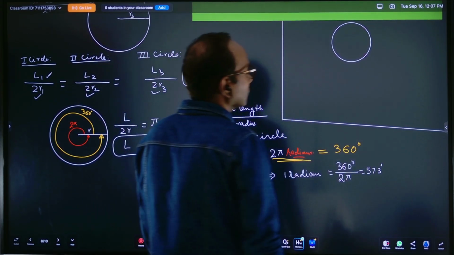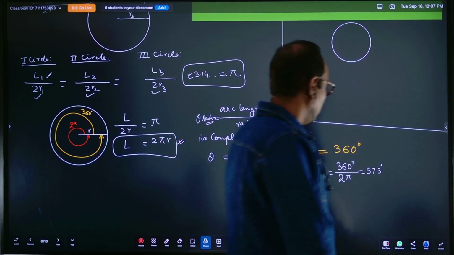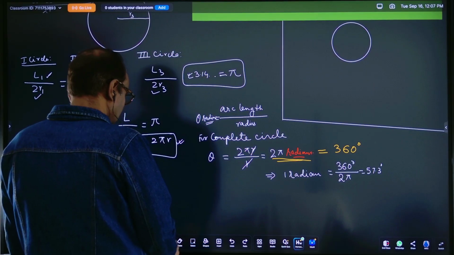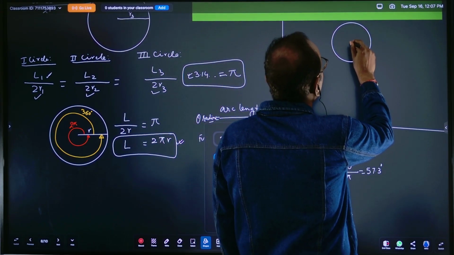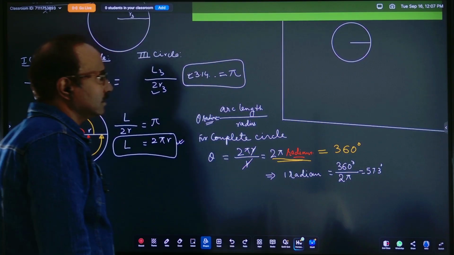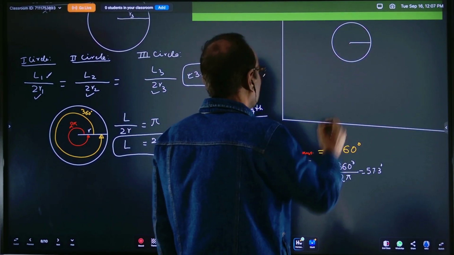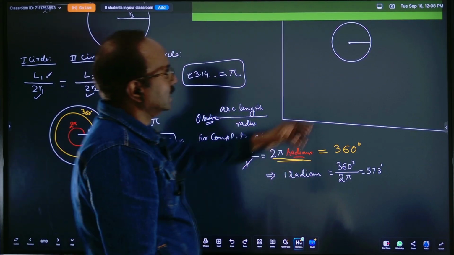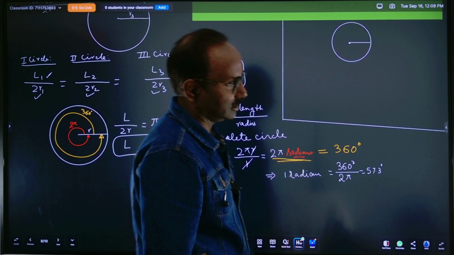In a circle, if you're not having this value 57.3 degree, and somebody asks you to make 1 radian angle with respect to this line, this is your center, and this point is on the circle. So how to make this?